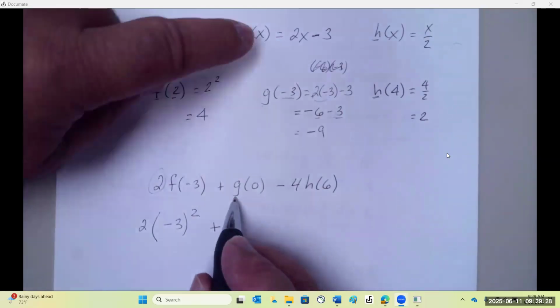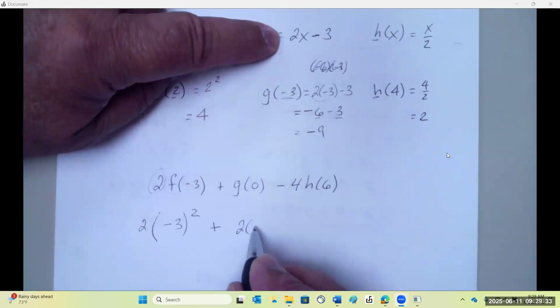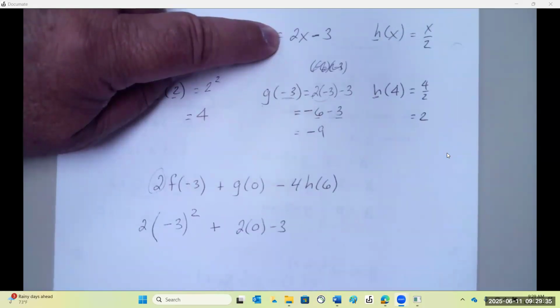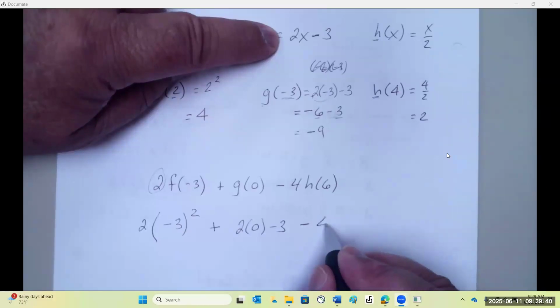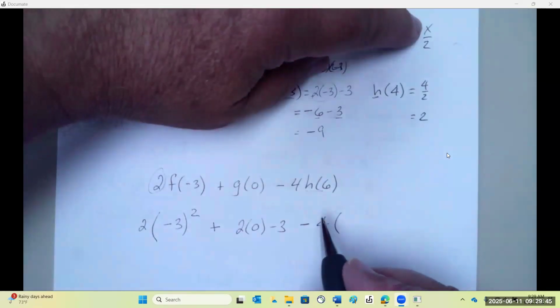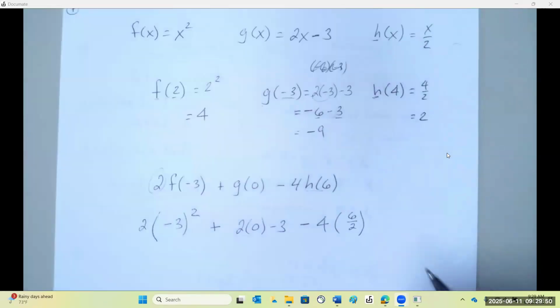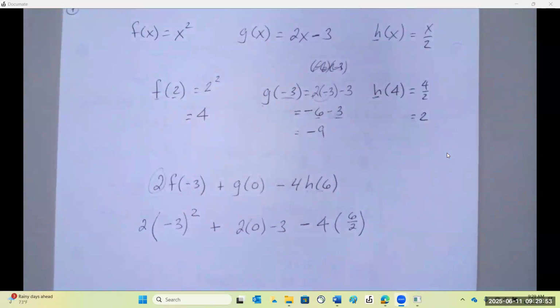Plus, I go to g. In place of x, I put a 0. So I have 2 times 0 minus 3 minus 4 times h of 6. H is x over 2. So x is 6. That's how functions work. We take an equation and instead of writing it all the time over, we define it once and now we can use it any way we want to.